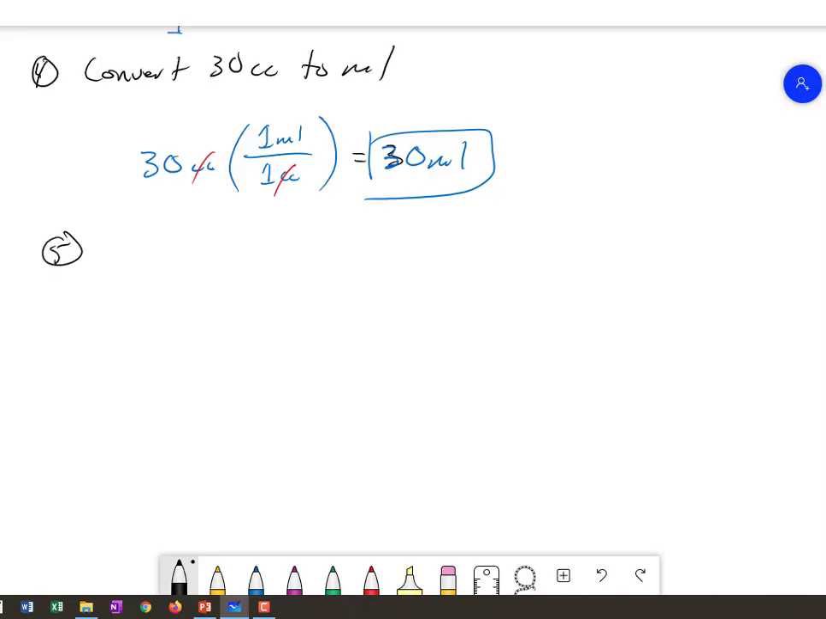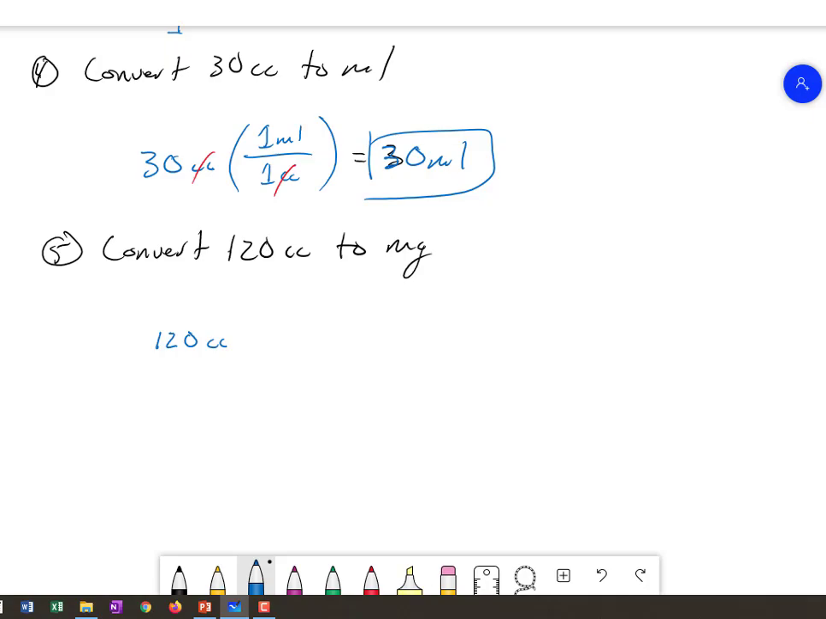Next question. So this one gets a little more difficult here. So number 5, convert 120 cc's to milligrams. So here we're going from a volume into a weight. So what I'm going to do is I'm always going to start with what I was given, 120 cc's, and I know I can convert that into milliliters.